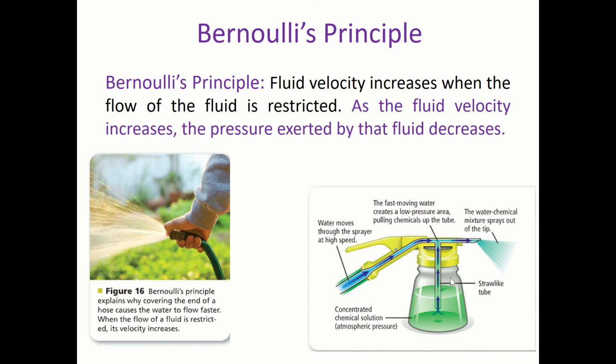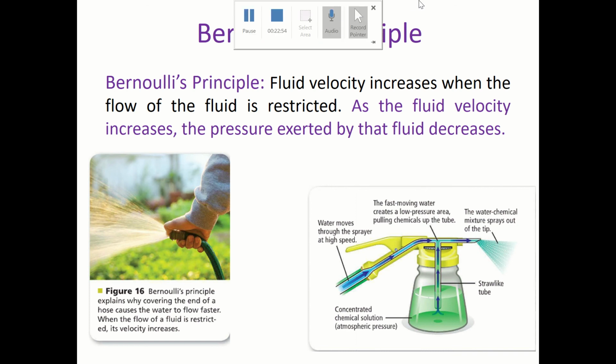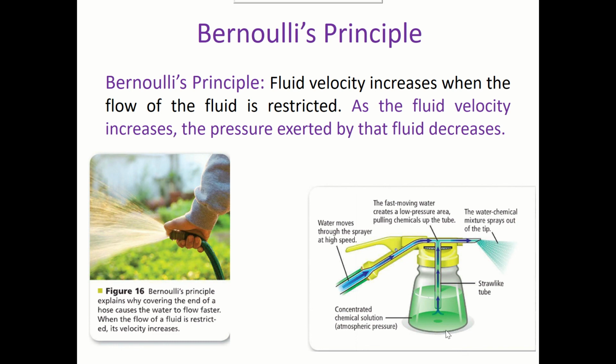So what happens is the pressure on the fluid becomes larger than this pressure. So the chemical will go up and mix with this water stream. Then it will spray the garden. Now the same thing happens when you spray yourself with a perfume.